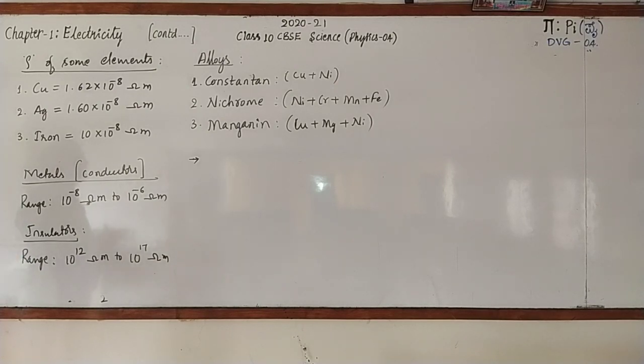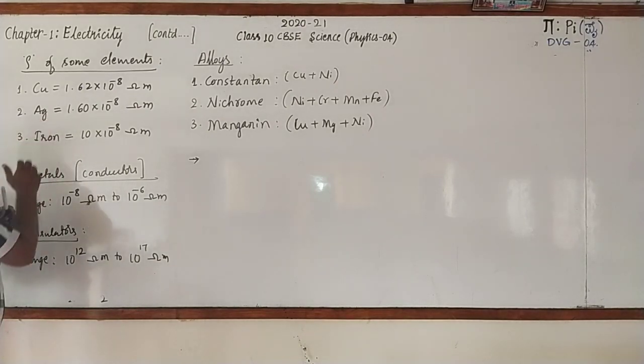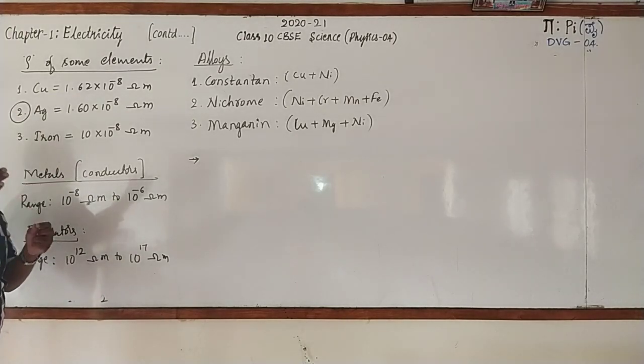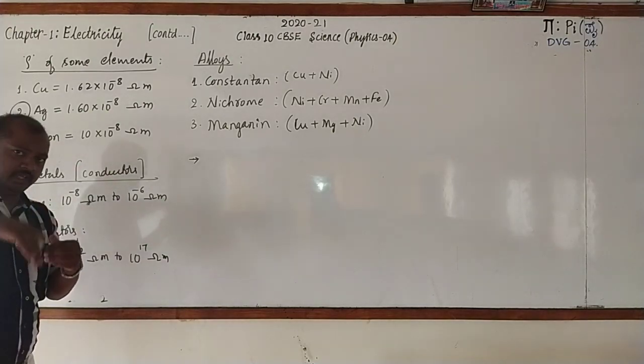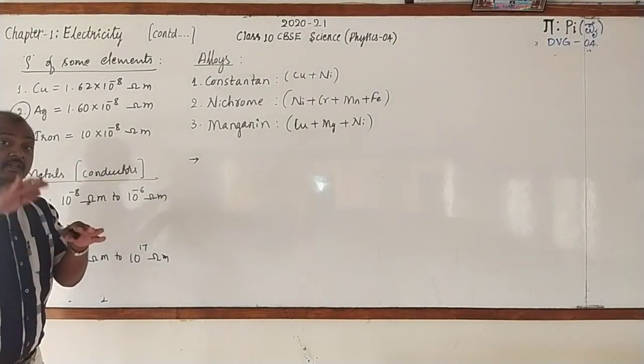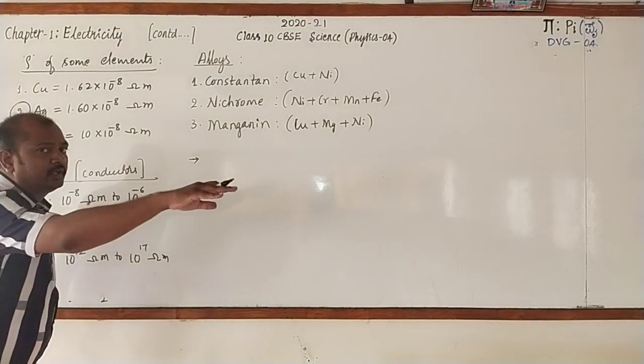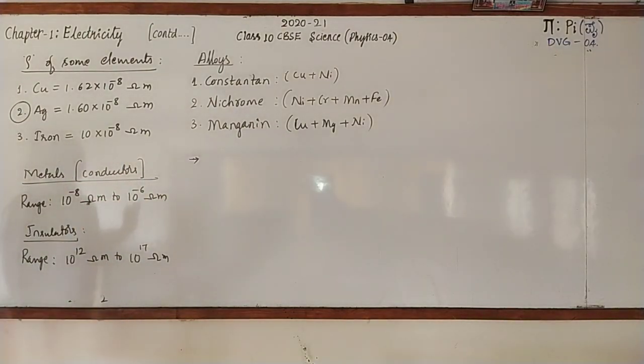Among these, which is best conductor? It is silver. Why? Because the resisting power is less. As the resistivity decreases, resistance also decreases. Hence, the current can flow easily. Clear?